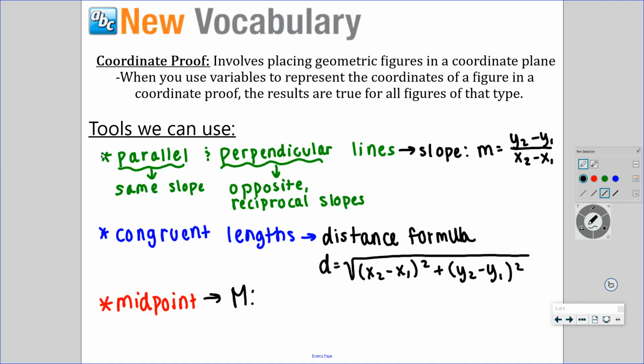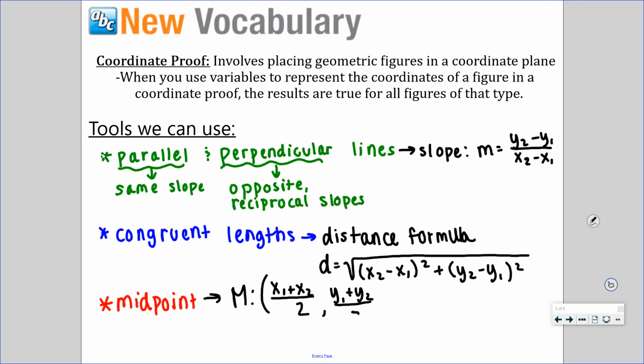Anybody remember that formula or how we calculate that? Ben? Is it x1 plus x2 divided by 2, y1 plus y2 divided by 2? Nice job. It's just halfway between the x coordinates on a coordinate plane. This also works on a number line for just the x. Halfway between the x coordinates, and if we're talking about a coordinate plane, halfway between the y coordinates as well. That would give us the middle of a line segment.